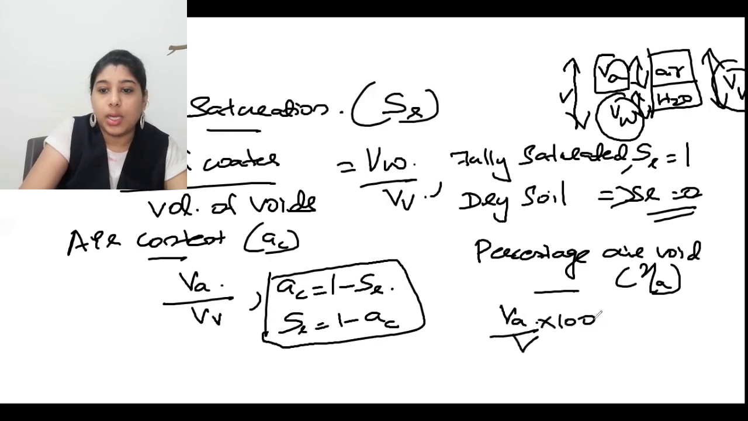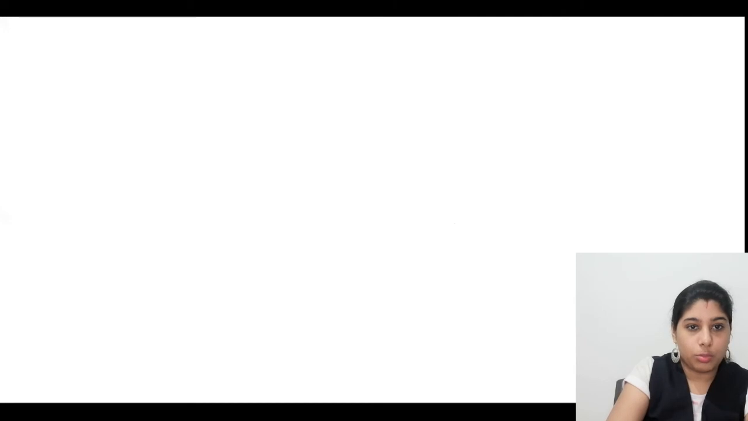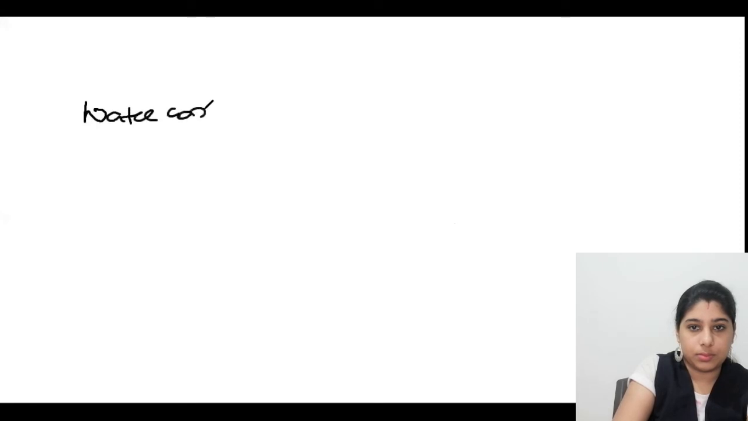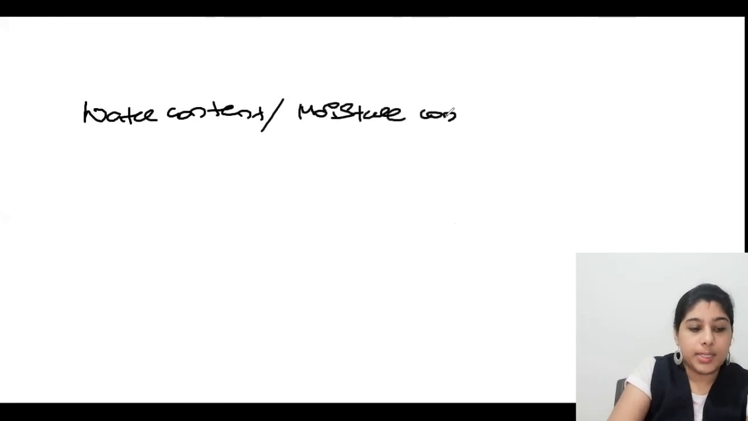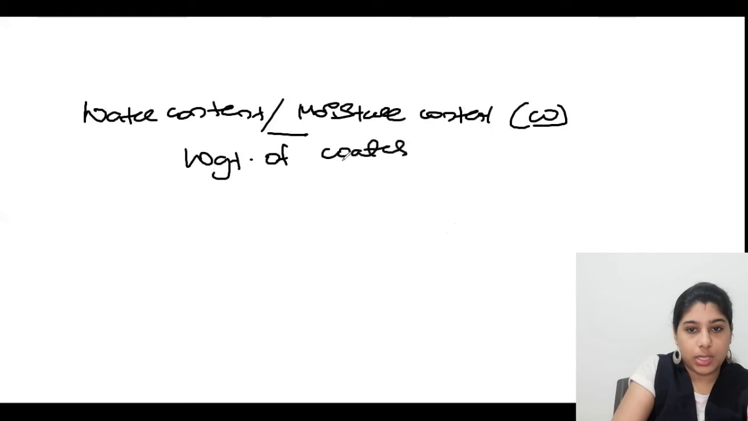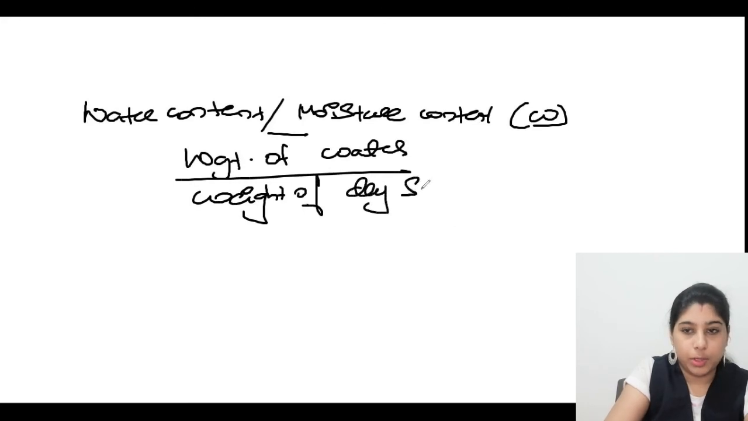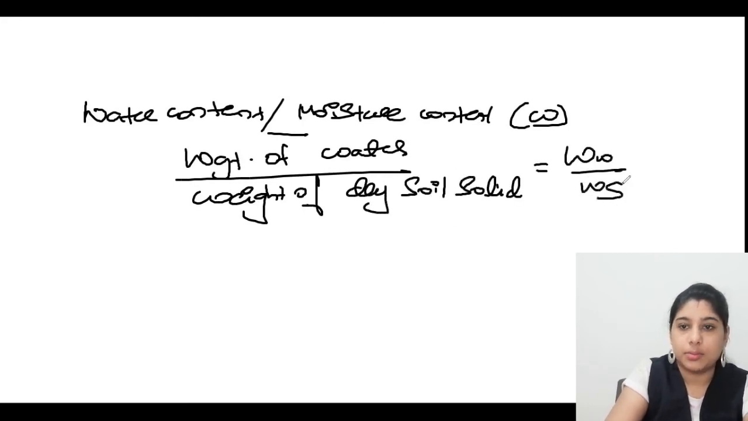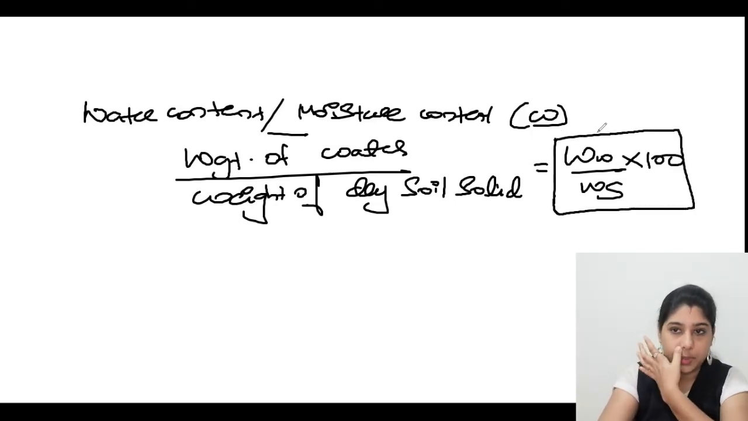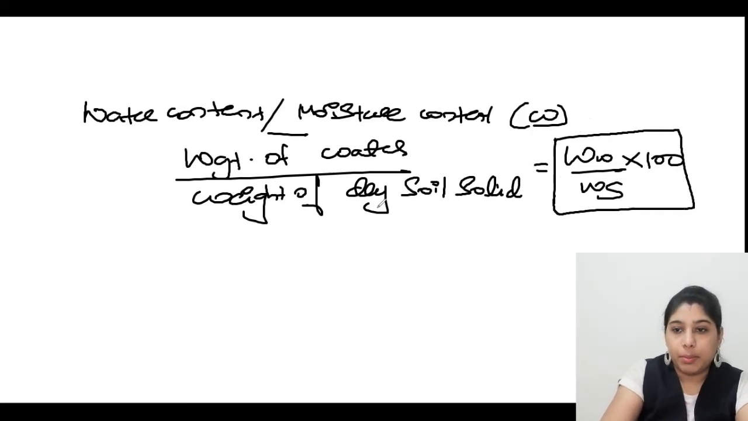Next, water content or moisture content. Abbreviation is small w. It is the weight of water by the weight of dry soil solid, that is WW by WS into 100. It is in percentage value, because every time it will be 5%, 6%, 20% like that. So it is WW by WS into 100.